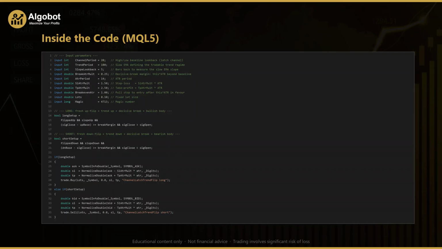The long setup is true only when four things line up together. There's a fresh up flip, the slow average slopes up, the close clears the upper baseline by at least the break margin, and the candle closes bullish. When all four agree, the code calls trade.buy. Notice how the stop loss is placed below the entry at the ask minus the stop multiple times ATR, and the take profit above it at the ask plus the target multiple times ATR.